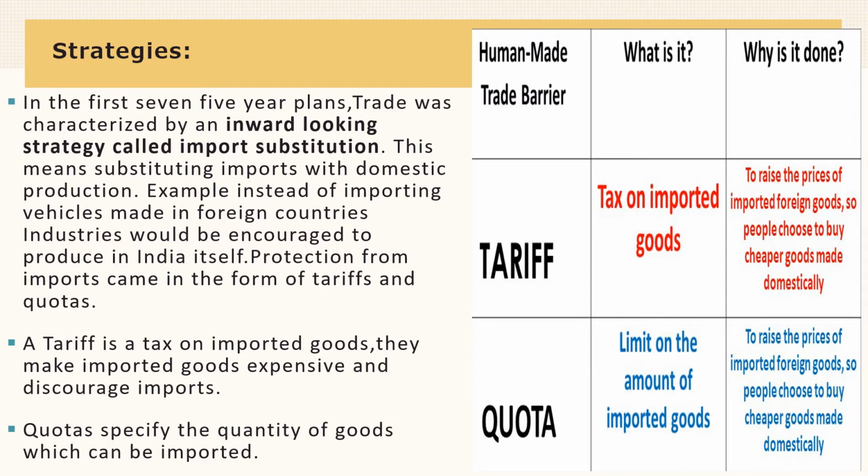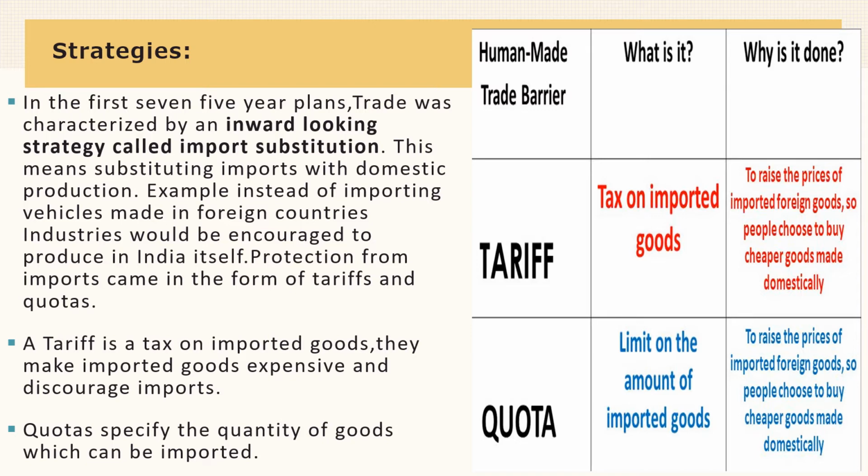Let us now examine the strategies employed in the industrial sector during the initial years of planning. In the first 5-year plans, trade was characterized by an inward-looking strategy called import substitution. This means substituting imports with domestic production. For example, instead of importing vehicles made in foreign countries, industries would be encouraged to produce in India itself. Protection from imports came in the form of tariffs and quotas.